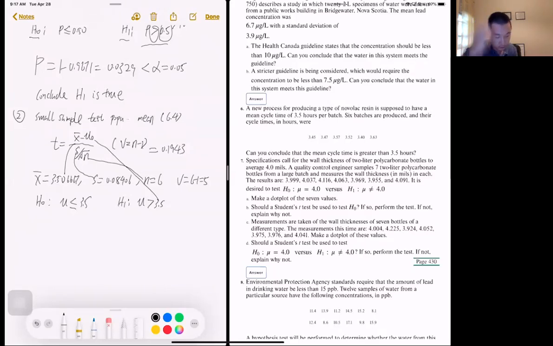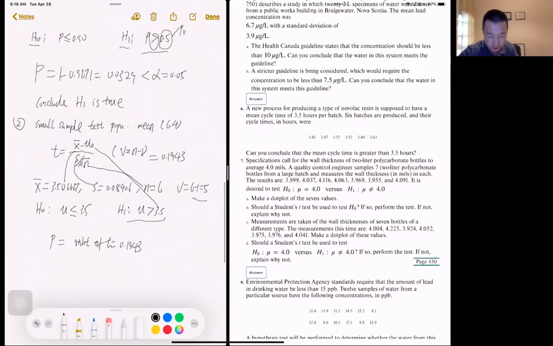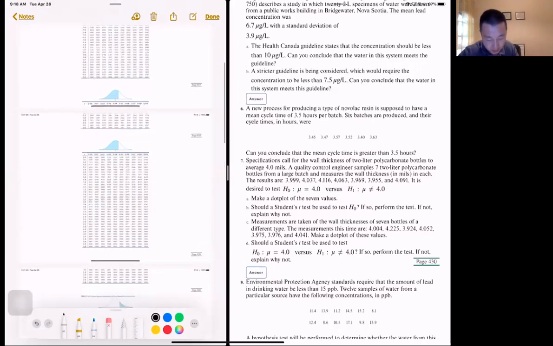Look at how H1 is set up: mu larger than mu 0, 3.5. So the p-value will be the area to the right of t, 0.1943. We're going to use the t table. The degrees of freedom, remember, is 5. So the t table is here.